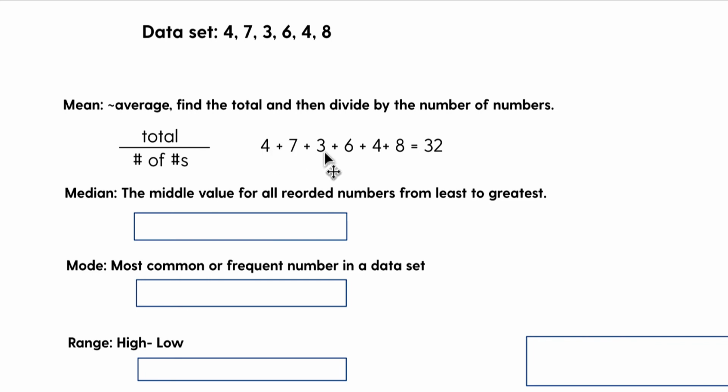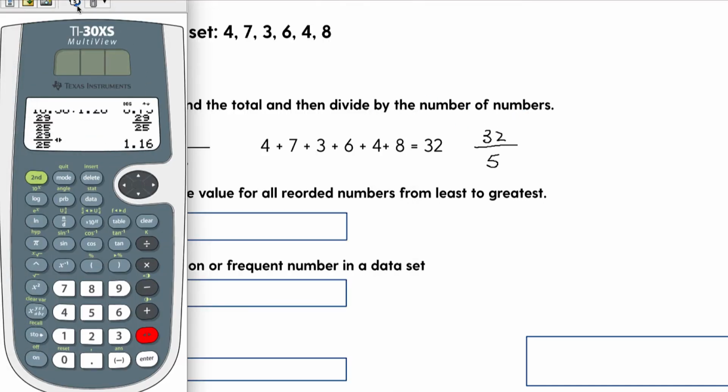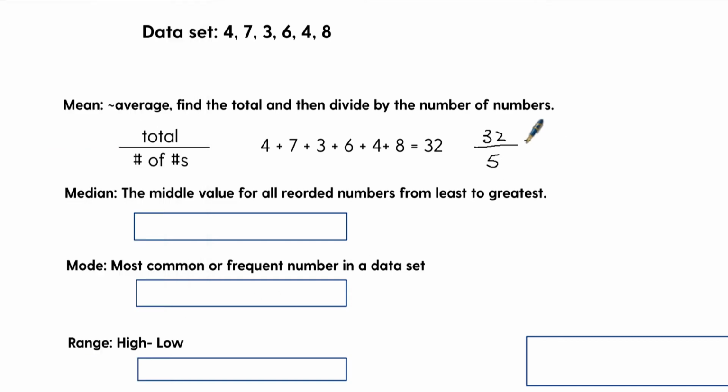4 plus 7 plus 3 plus 6 equals 32. And then what you would do is do 32 divided by 5 because there's 5 numbers. Now let me show you the calculator. I always like to show the GED calculator when I do these videos. So let's clear these and we'll do 32 divided by 5. And so the average or the mean is 6.4.